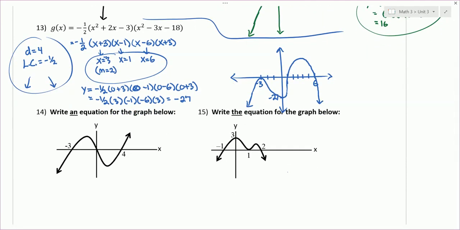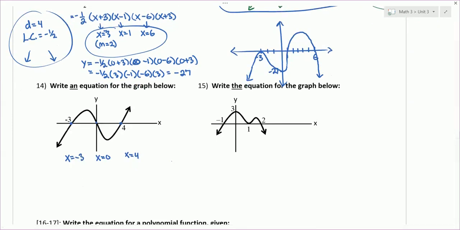We're going to write an equation. It's an equation, so there's multiple possibilities. There are other equations that may, there's more than one possible answer here. But what is true is our x-intercepts. We got one at x equals negative 3, x equals 0, and x equals 4.